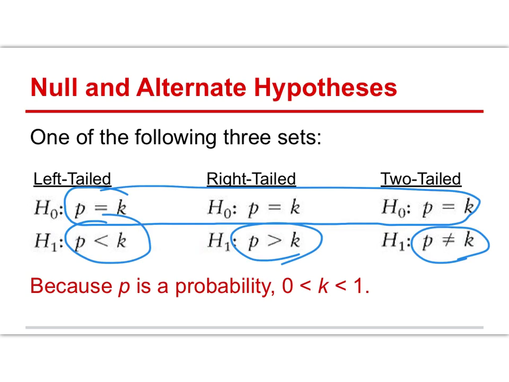Now, because p represents a probability, k also represents a probability, and so we would expect k to be somewhere between 0 and 1. And I guess, technically speaking, it could be 0, but that would make for a very boring problem. Technically speaking, it could be 1. That would make for a very boring problem. So we're going to focus on k being in the middle there, that it does not include the endpoints.